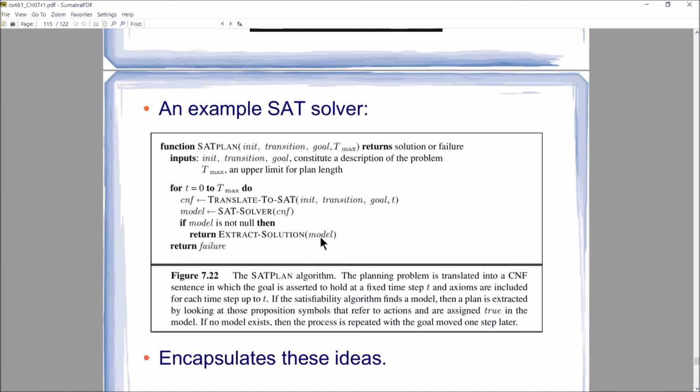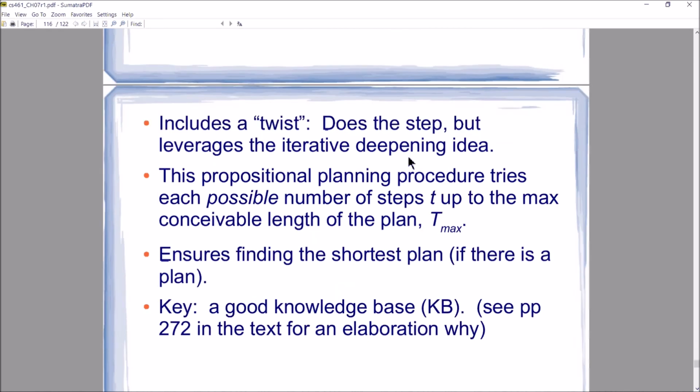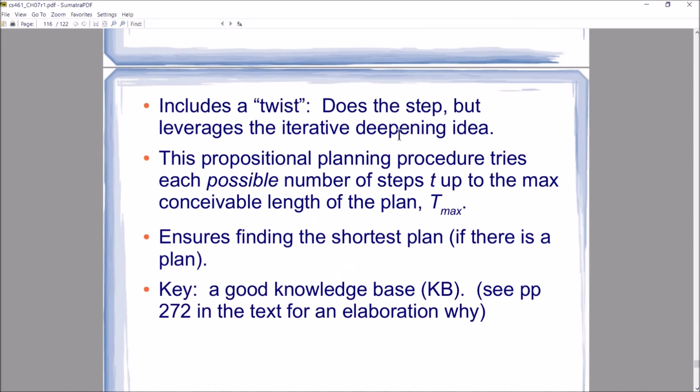Remember what the solution was? The solution was all of those variables in the model that represent an action that's been assigned true. And if it returns that, you've got your plan. The solution is the plan. But if you go through that entire loop up to your max and it never returns a model, then you return failure. It means it's not solvable. There's no way to get out of the Wumpus world with the gold. So this is going to get you the shortest plan within your limit of steps, turns, seconds, time slices, if there is a plan findable within that limit.